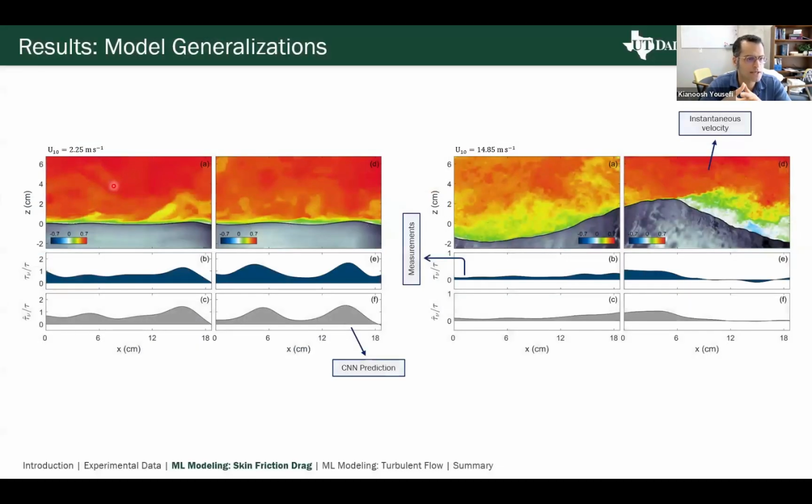On the left, I'm showing two examples of the wind speed of 2.25 meters per second. And on the right, I show two examples of the wind speed of 14.85. For both of them, again, we can follow the trend very well. And it is exciting to see that this extrapolation, or out-of-training distribution case, with a very different wave characteristic, still does a very good job in predicting the trend.